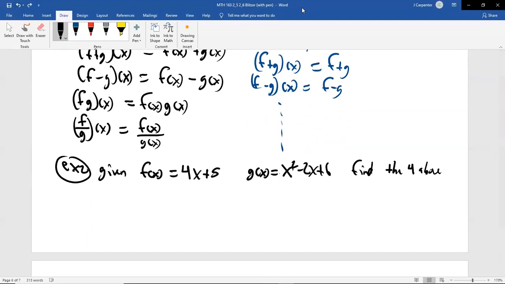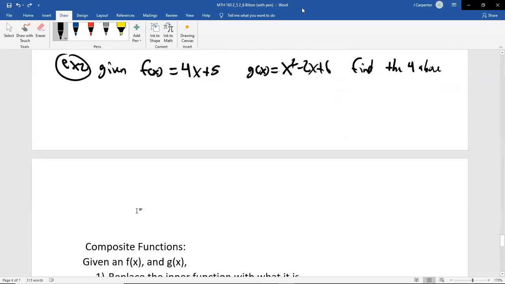So again, we're going to be finding f plus g, f minus g, f times g, and f divided by g for all of those. I'm going to run out of room here very quickly, so let's just go down here.